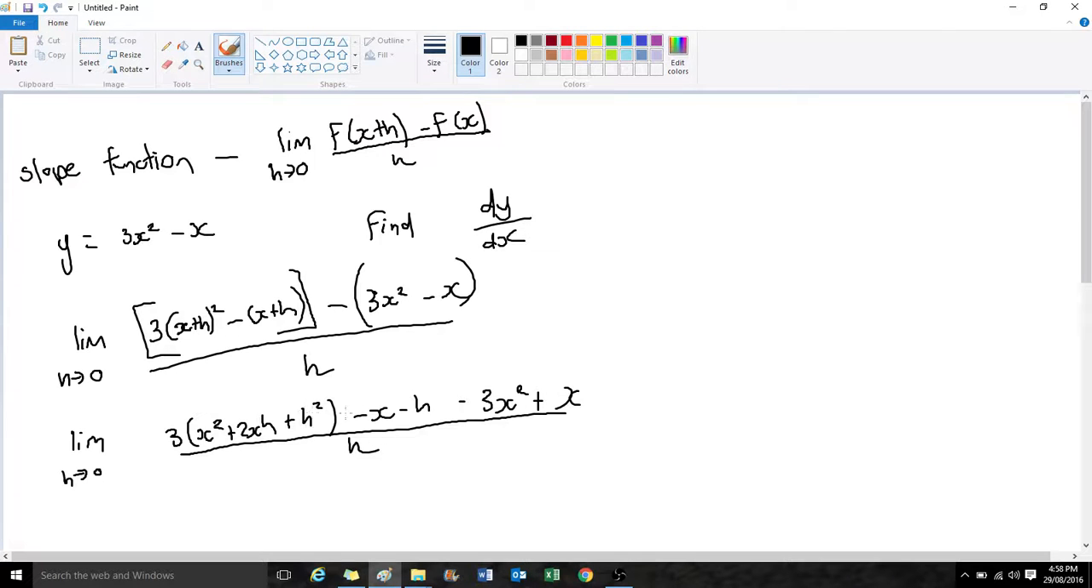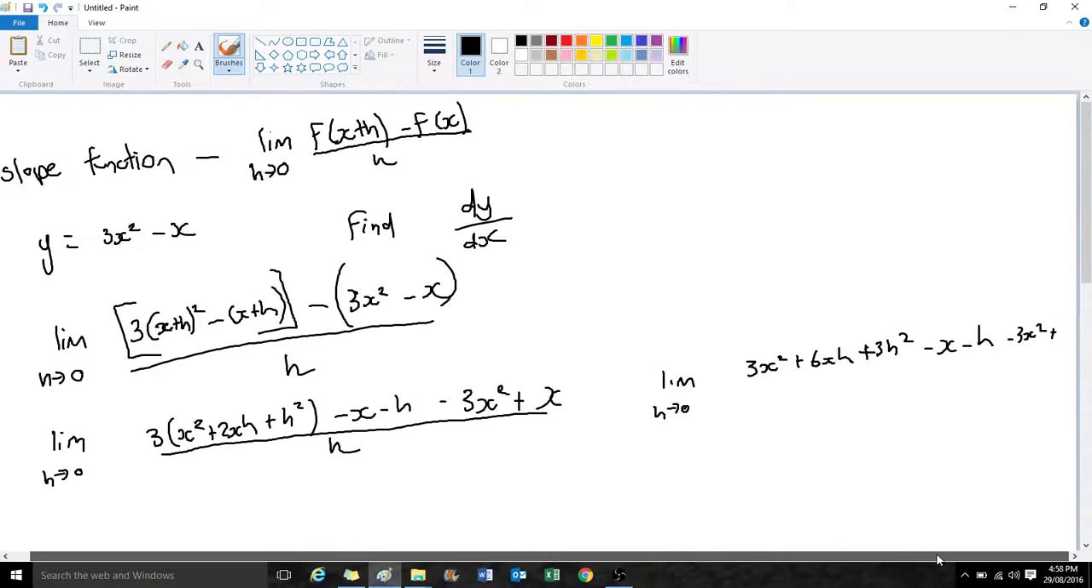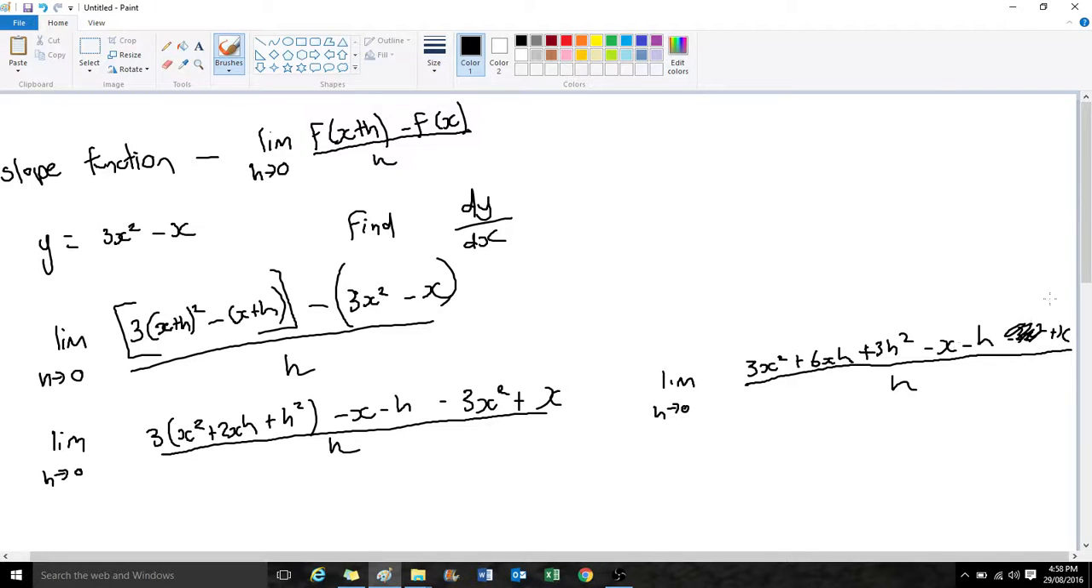Alright, now we need to expand the bracket out the front there. So our limit as h approaches 0, we've got 3x squared plus 6xh plus 3h squared, take x, take h, take 3x squared plus x. I'm just going to move across a little bit. Okay, and all that's on top of h. Okay, how can we simplify this? Here we have 3x squared, here we have minus 3x squared, so they can cancel. Okay, here we have minus x, here we have plus x, so they can cancel.